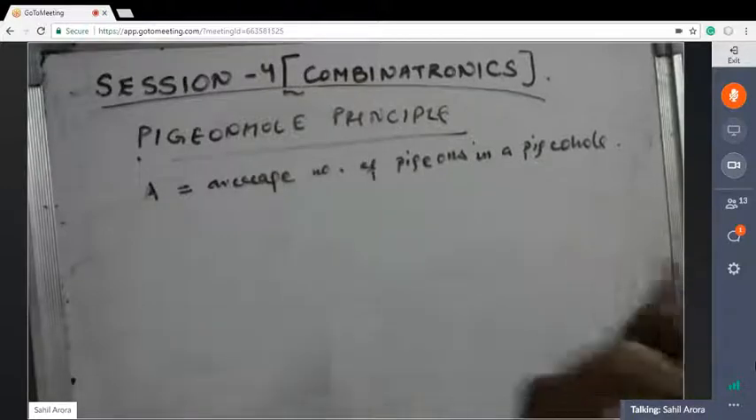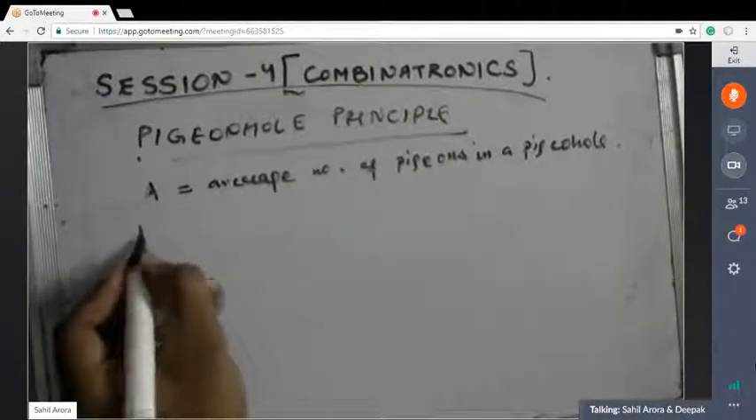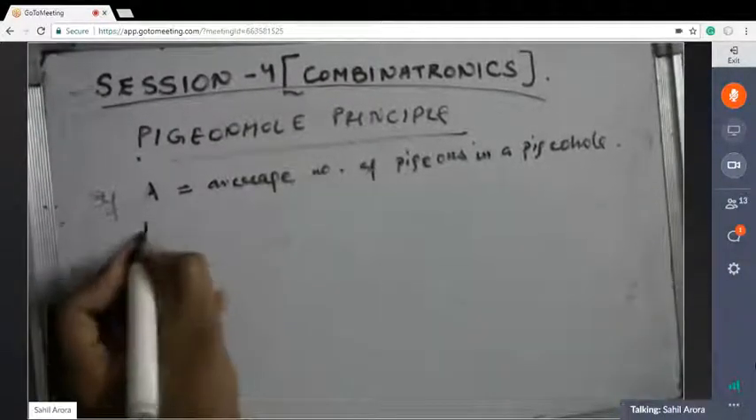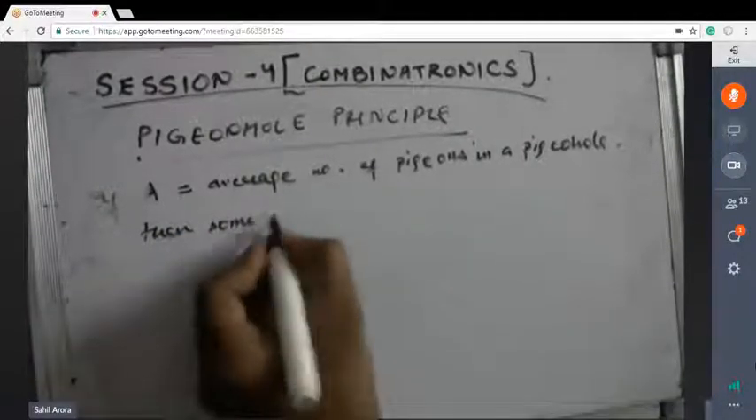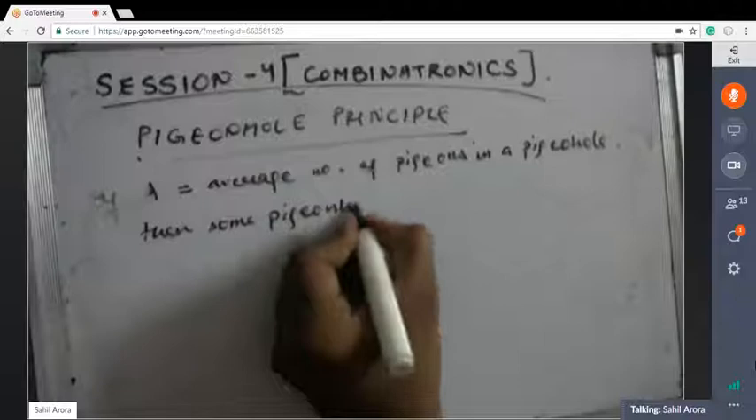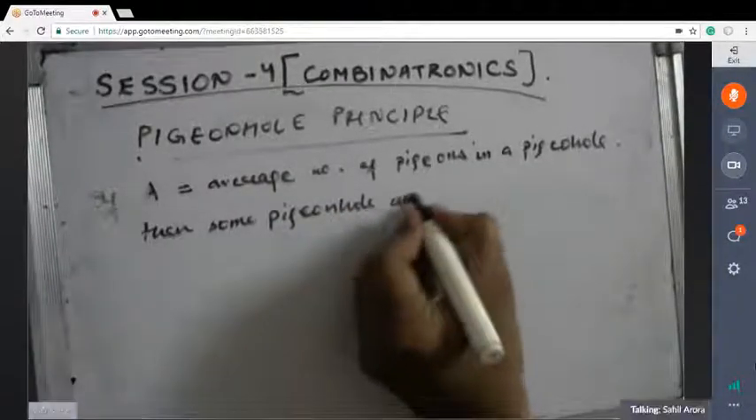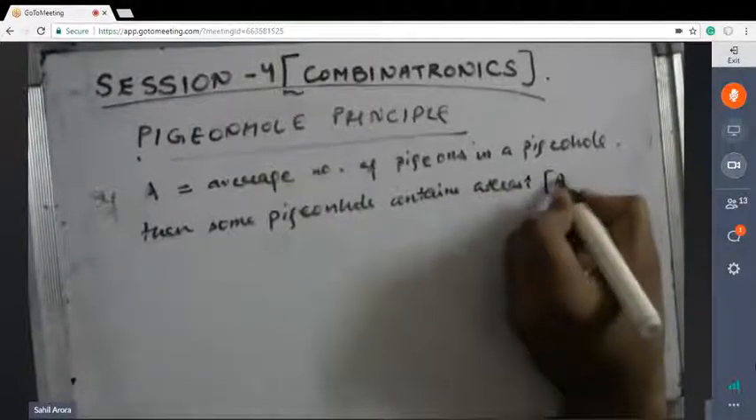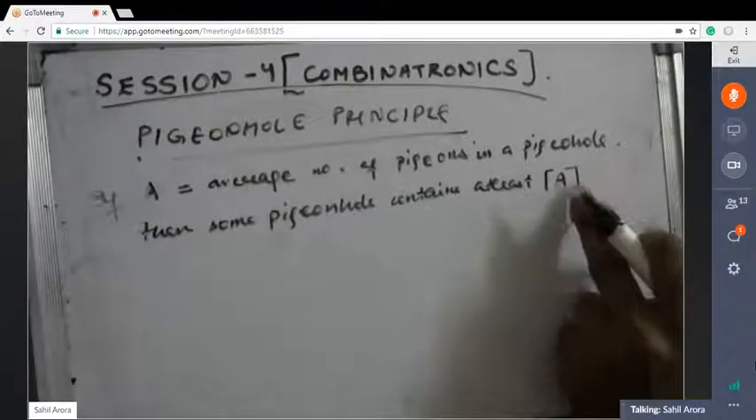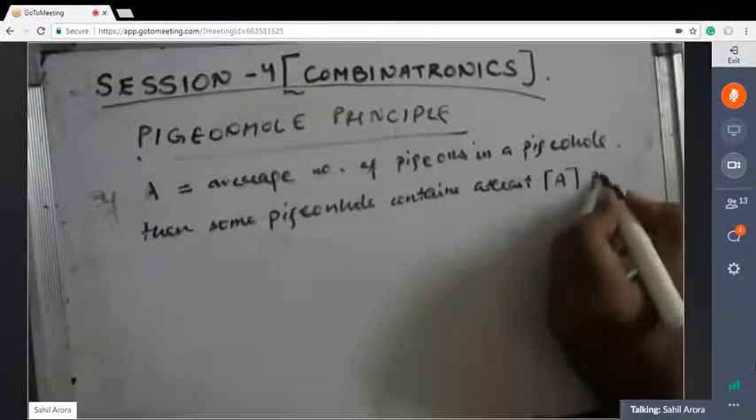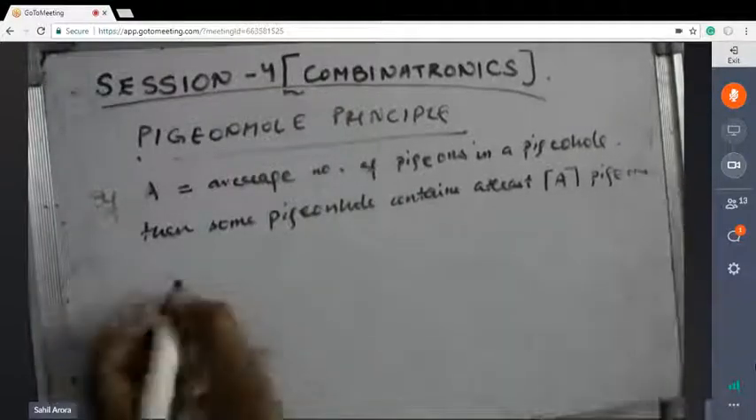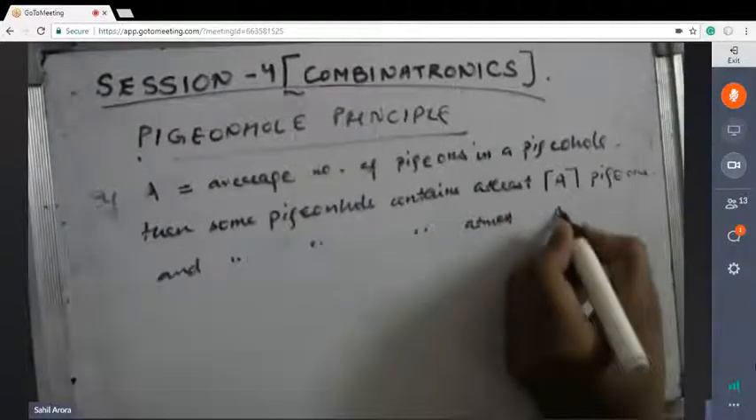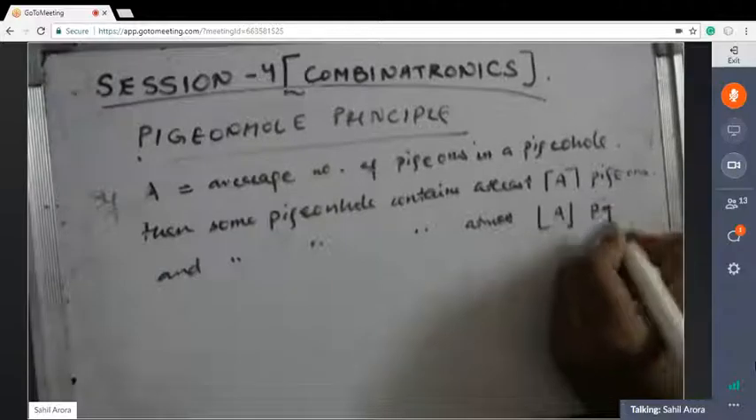I'm saying one statement: if A is the average number of pigeons in a pigeonhole, then some pigeonhole contains at least ceil(A) number of pigeons, and some pigeonhole contains at most floor(A) number of pigeons. Now what is this statement saying?